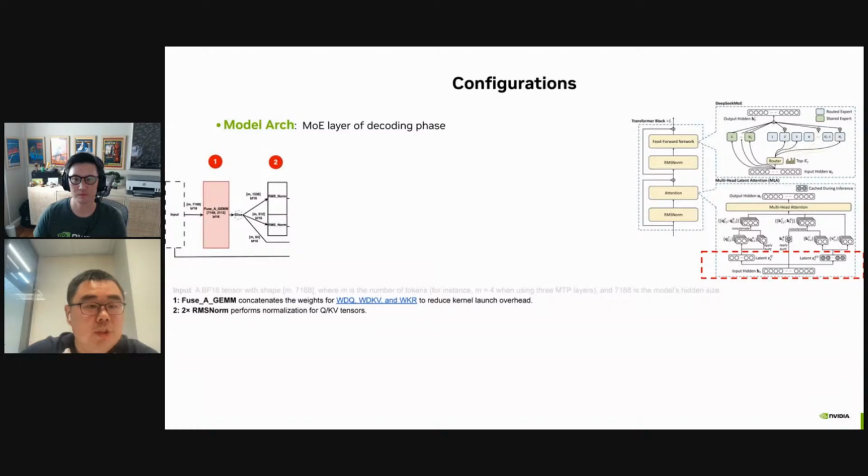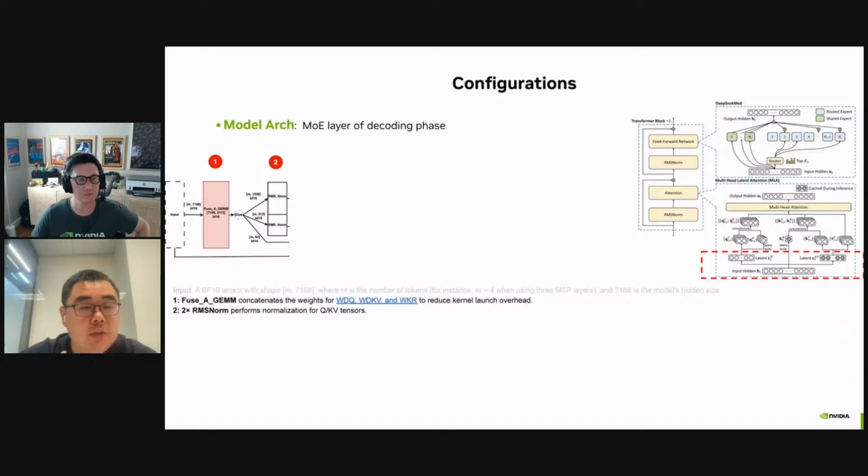The input tensor will be fed to Fuse A GEMM. For our Fuse A GEMM, we have concatenated the weights of WDQ, WDKV, and WKR to reduce the kernel launch latency. And we can refer to the DeepSeek V3 technical report to check the meaning of WDQ, WDKV, and WKR. For example, WDQ represents the down projection of the query tensor, while WDKV represents the down projection of the KV tensor.